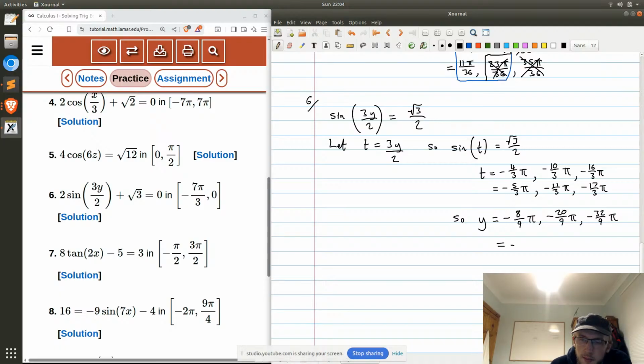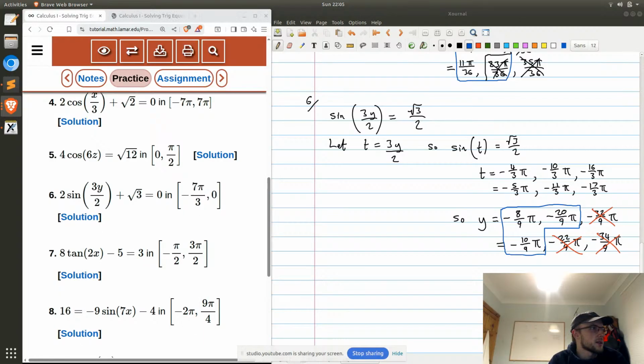Down here, -10 over 9 pi. -22 over 9 pi. -34 over 9 pi. And what is this with 9 as a denominator? -21 over 9 pi. So who exceeds that? This, this, and this. And therefore, these are the solutions. Or so I believe.